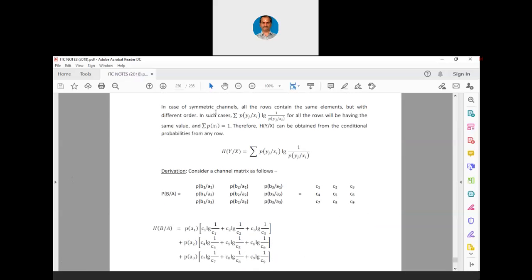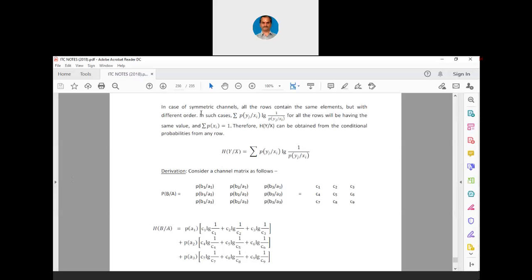So now, in case of symmetric channels, what do you mean by symmetric channels? The channels in which the probability is equal. All the rows contain the same elements but with different order. Symmetric channels means, let us say we discuss the binary symmetric channel. Now P of 0/0 and P of 1/1, if they are equal, then that is called a symmetric channel.